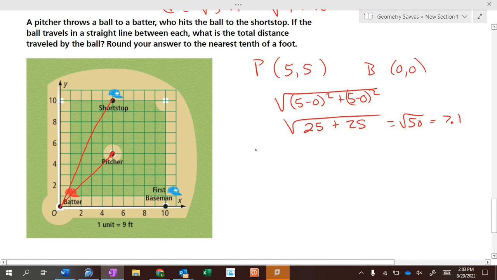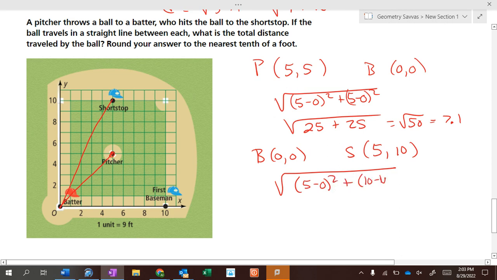Okay? And now we're going to go from the batter, who is at 0, 0, to the shortstop, who is where? Where's the shortstop at? What's his ordered pair? 5, 10. So to find the distance there, we're going to go 5 minus 0 squared plus 10 minus 0 squared. Which is 5 squared, which is 25, 10 squared, which is 100, and that's the square root of 125, which I don't know off the top of my head, it's 11 point something, maybe 11.1, 11.2.